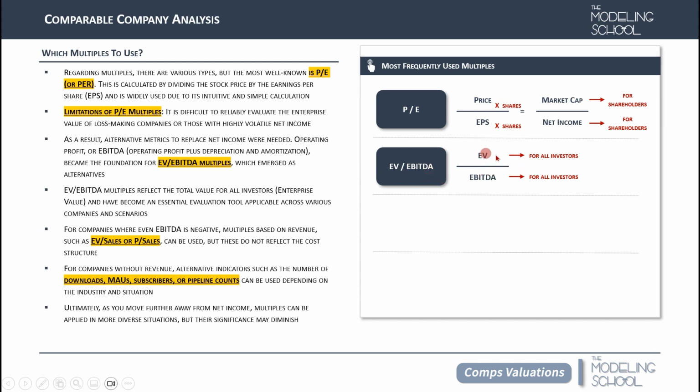But we have to focus on the numerator as well. We're not using market cap or equity value for this multiple, because EBITDA is a metric for the entire set of investors. It includes shareholders, creditors, preferred shareholders, and so on. So the solution was to use enterprise value to match the viewpoint instead of using equity value. As a result, the EV/EBITDA multiple really has a huge advantage.